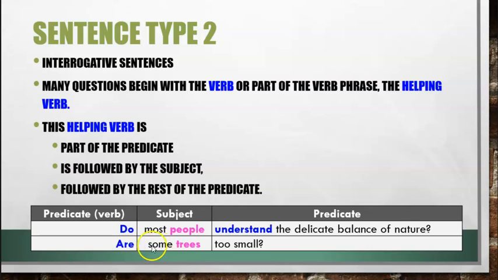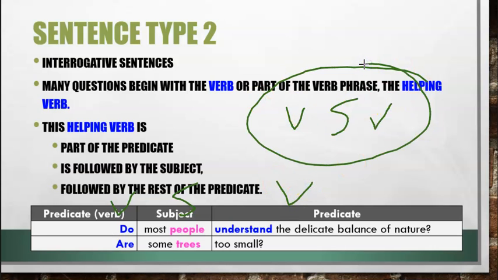If you are struggling with questions, rewriting it so that you put the subject first, making it a statement instead of a question, can help. But I do encourage you to try and learn to expect, oh, I have a question mark at the end of this sentence, I'm probably going to get a VSV kind of sentence structure. This is the typical pattern that you're going to find in a question, whether it is just the rest of the predicate, like too small, or it includes the verb, like understand the delicate balance. VSV.